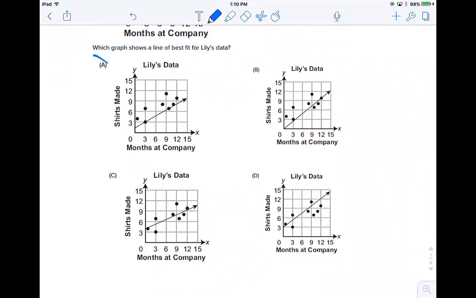A is definitely out because notice how everything's above the line. B is also out because it's kind of the same idea. So we're now looking at C and D. C has 4 points above, 4 points below. D has 3 above and 5 below. So D is out, so we're left with answer C.